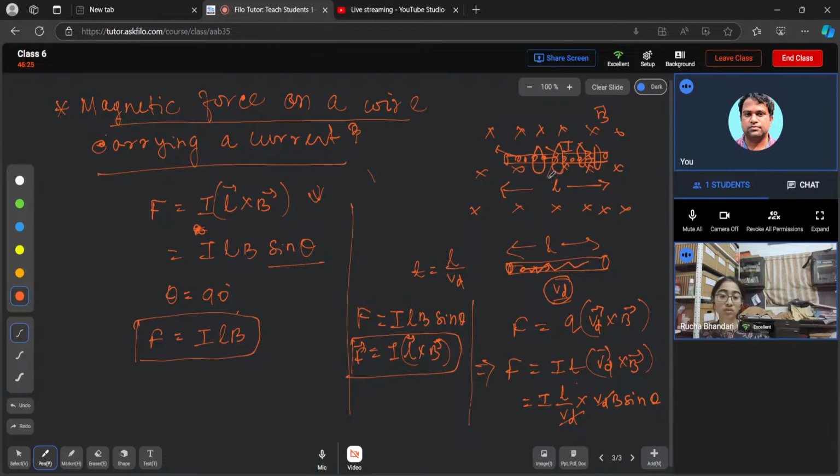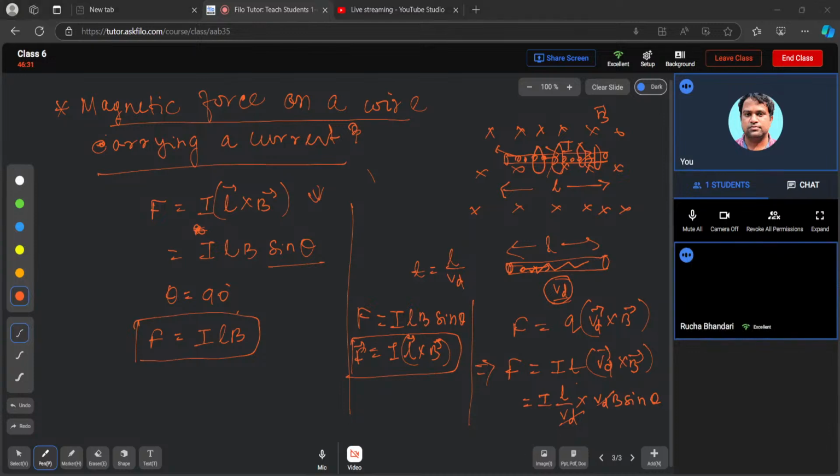So this is called the force on the current carrying conductor. If it is only a conductor, it will not experience a force. But if the conductor is carrying some current and it is kept inside a magnetic field, then due to that magnetic field it will experience a force, I L cross B.